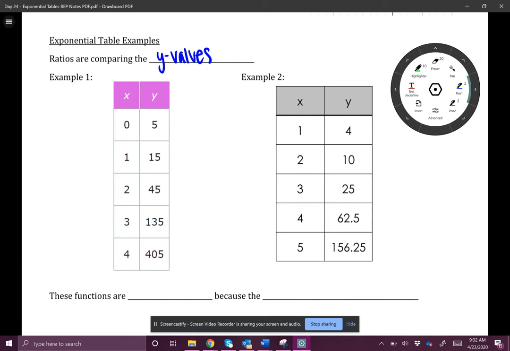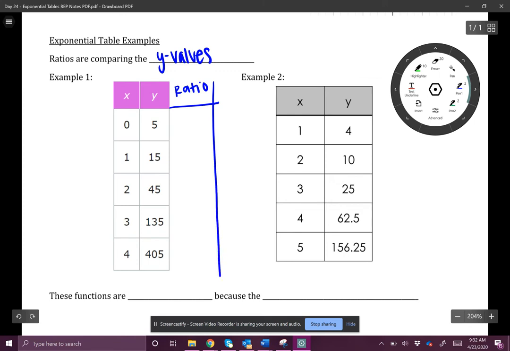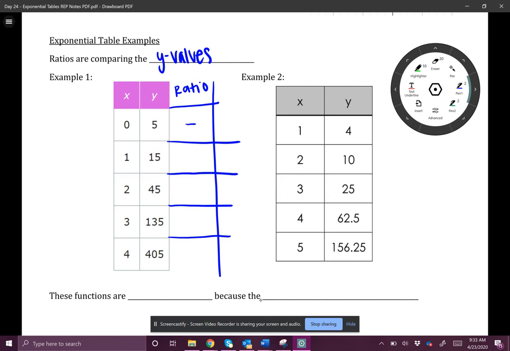So we've got 2 examples here to look at. Let's start with the first one. We've got x's and y's, and we're going to work on comparing those y values. So let's make another column, and we're going to title that ratio. So we're comparing one y value to the previous y value. Here we don't have a previous y value to compare it to, so we're just going to put a line through this one. The first ratio we're going to look at is 15, and we're going to divide that by the previous y value. So 15 divided by 5 gives us a 3.